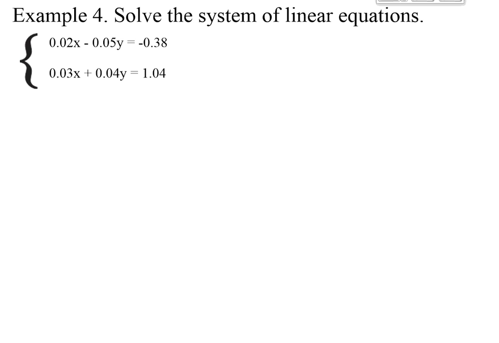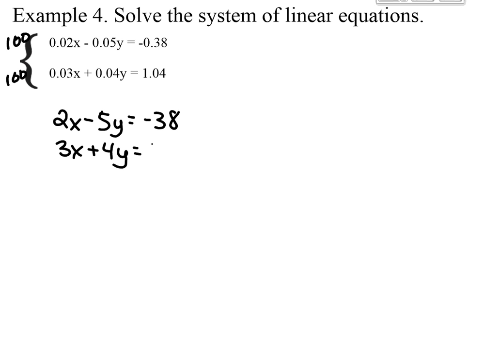Multiply everything by 100. And before I even do anything, and this is optional, I would not have to do that. But if I multiply everything by 100, then I just get 2x minus 5y equals negative 38, and 3x plus 4y equals 104. Do you agree with me that it's just cleaner and easier to handle, and I don't have to think about my decimal places as much? So that's how I would do that one, and then I will go through that one.